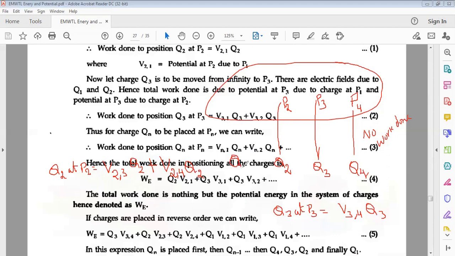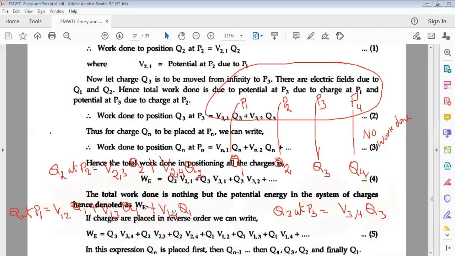And then I bring Q1 and place it at the position P1. A force is exerted on Q1 due to Q2, due to Q3, and due to Q4 also. So, what is the equation we get? The work done in placing Q1 at the position P1 is equal to V12 Q1, where a force is exerted and a potential is developed and work is done, plus V13 Q1 due to Q3, plus V14 Q1 due to Q4, when the charge is placed at the position P1.